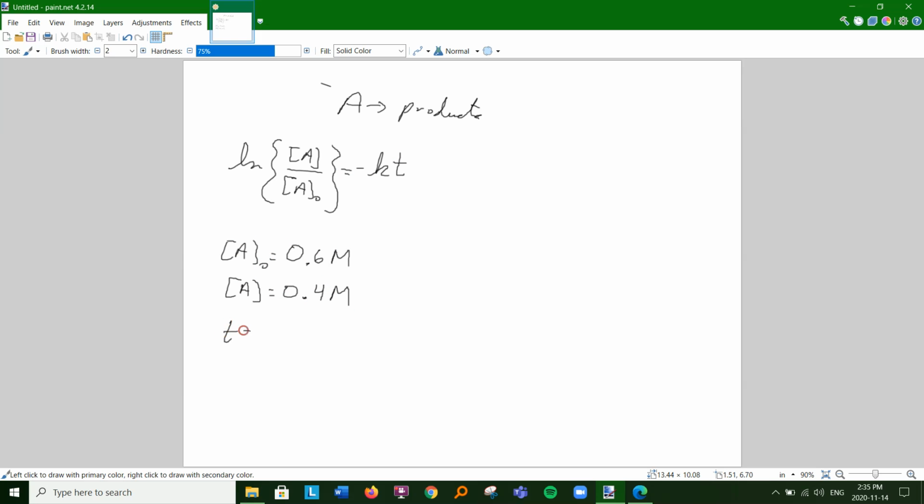And let's say that took 25 seconds. So then I could calculate the value of K, which is going to be in units of reciprocal seconds. Okay, so that's a classic kind of question. So let's plug it in.